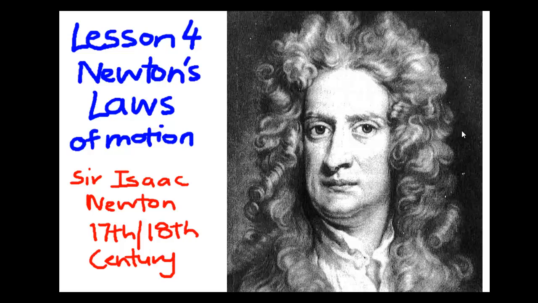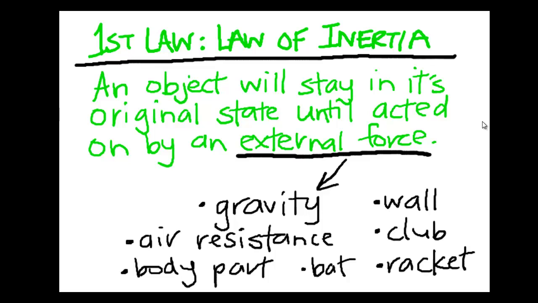So let's look at the first law of motion, which is the law of inertia. As you can see there, I've got a definition for you. The law of inertia basically states that an object will stay in its original state until acted on by an external force. So an object that is moving will keep moving, or an object that is still will remain still until it's acted on by an external force.